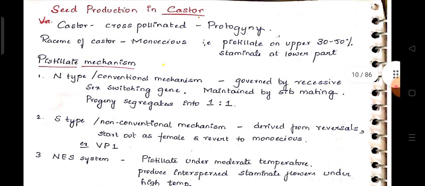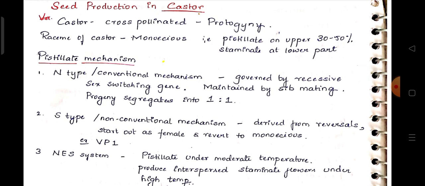Coming to seed production in castor. Castor is a cross-pollinated crop. It is having protogyny condition where the gynoecium matures first. Inflorescence of castor is monoecious, that is pistillate at the upper 30 to 50%, staminate at the lower part. Pistillate mechanism is very popular and very important for hybrid seed production here. There are three types of pistillate mechanisms: N-type, S-type and NES type.